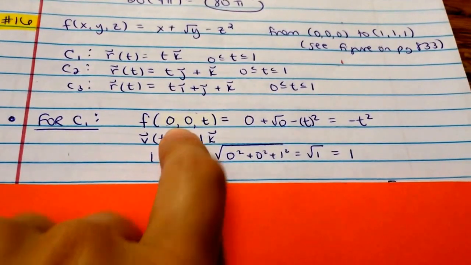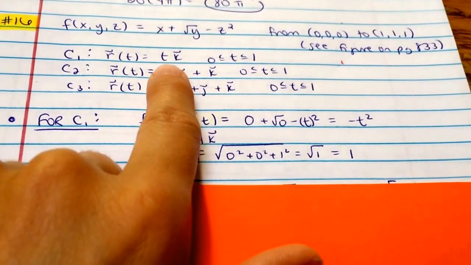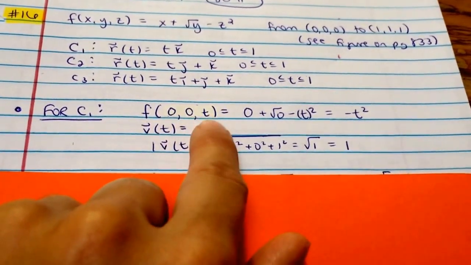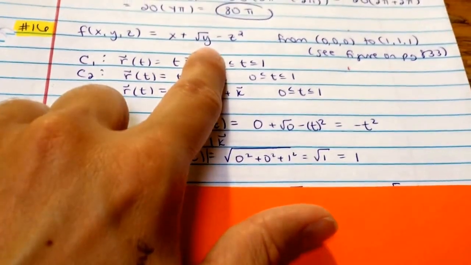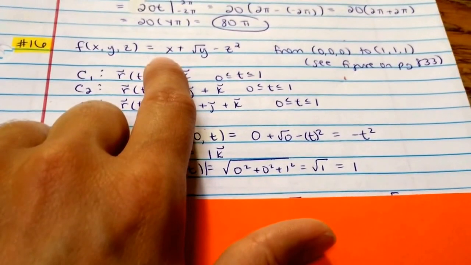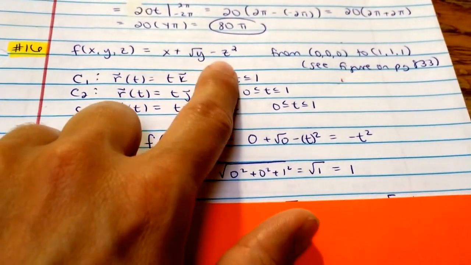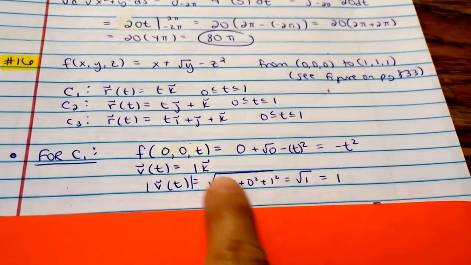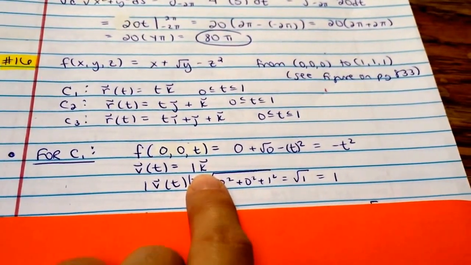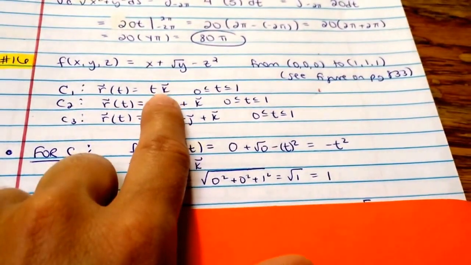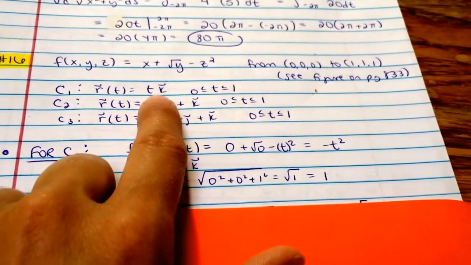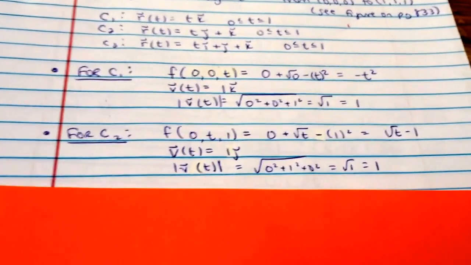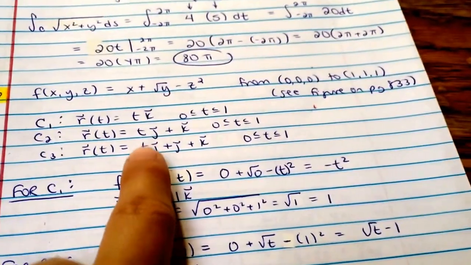So for the function C1, it has just 0 in the I, 0 in the J, T in the K, so it's 0, 0, T. So you're plugging that in here, 0 for X, 0 for Y, T for Z, so it's just negative T squared. And then for the velocity, that's just the derivative of this, so the derivative would just be 1K. Find the magnitude, it's 1. So that's C1.